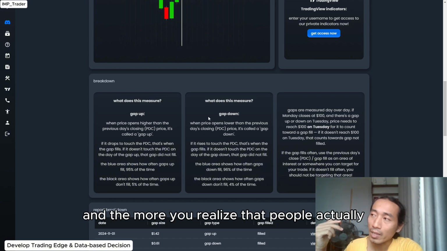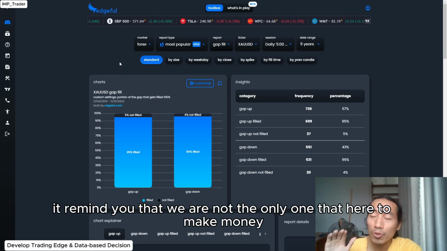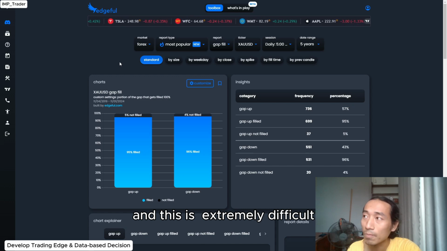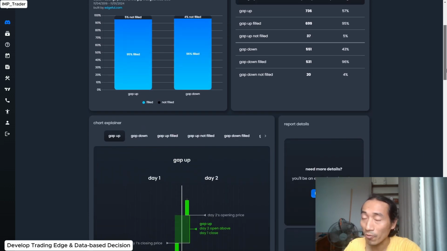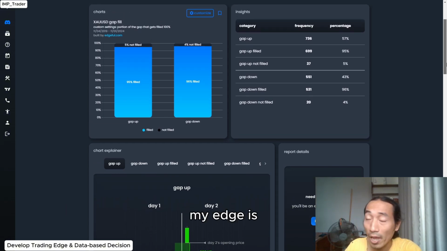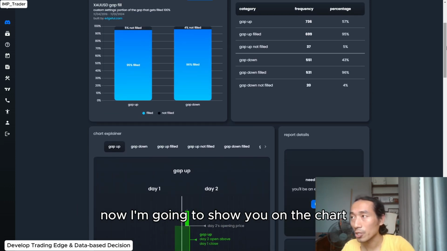And the more you realize that people are actually using different kinds of data to trade, it opens your mind. It reminds you that we are not the only ones here to make money, and that is extremely difficult. So it is very important for me right now to know my place and where my edge is, and by understanding that, I really found my happy place. Now I'm going to show you on the chart.